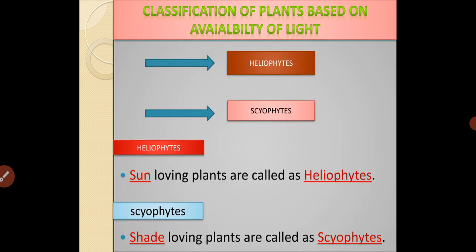Let us move towards the classification of plants based on availability of light. There are two types. One is the heliophytes, another one is the sciophytes. Sun-loving plants are called heliophytes. Shade-loving plants are called sciophytes.